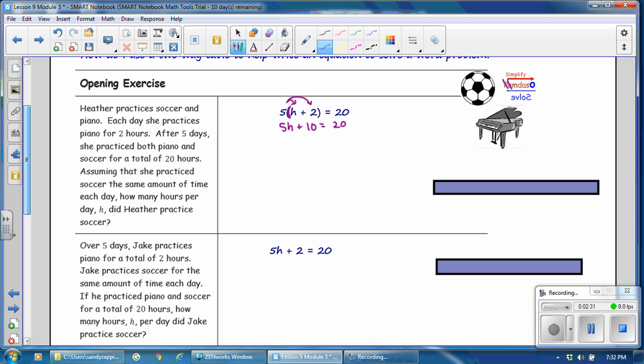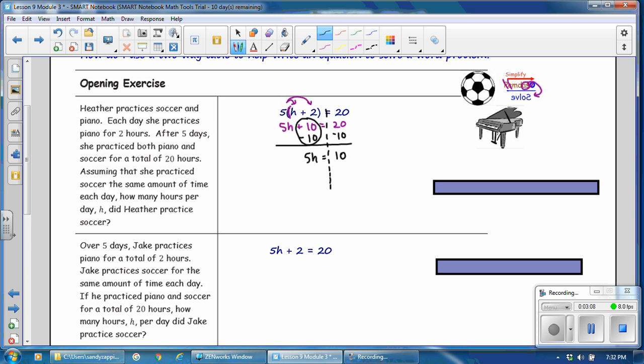So now we're ready to finish with PEMDAS, and that's going to go the opposite direction to solve the problem. So we're going to undo addition and subtraction. Here we have adding 10, so we are going to do the opposite, which is to subtract 10. So what we're doing here is we're taking away the hours of piano, and we'll be left with the hours of soccer. This gives us a 0 pair, and 5h plus 0 is 5h. That's the additive identity.